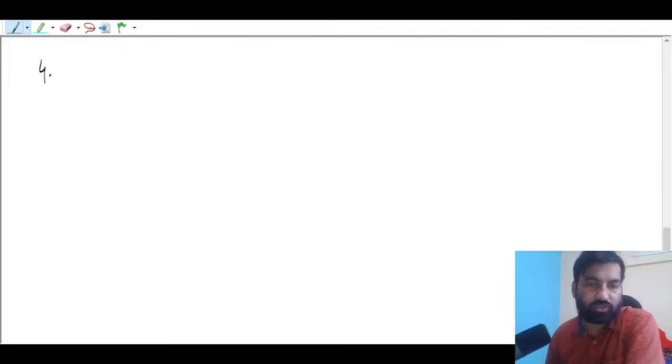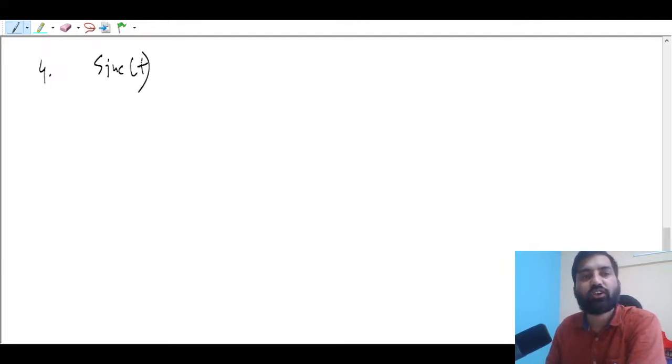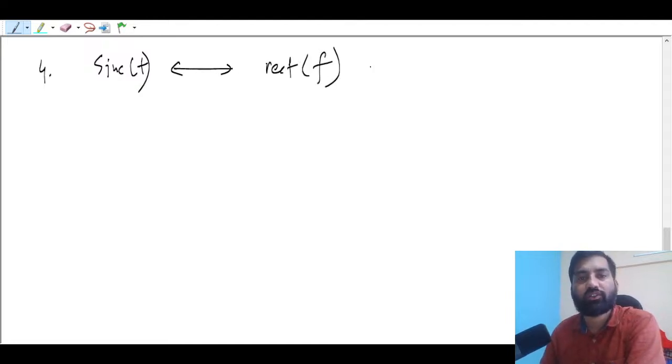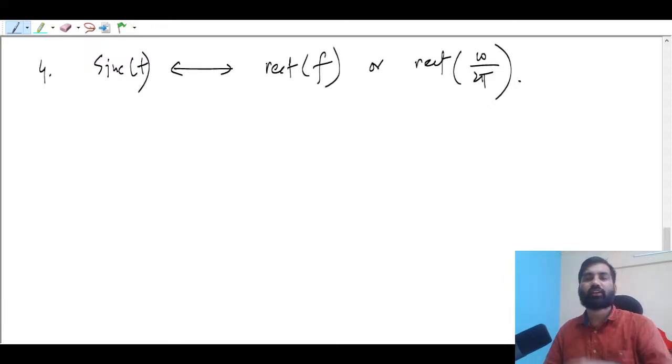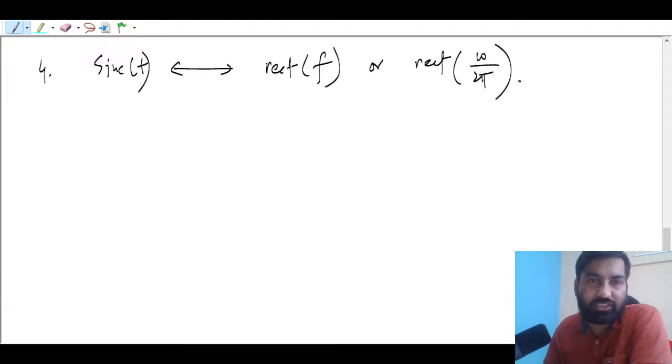And the fourth standard one is nothing but sinc(t). So sinc of t has a Fourier transform rect of f, or you can say rect of omega by 2 pi, which is going to be the omega form. Now, these are the Fourier transforms where no impulses are present.